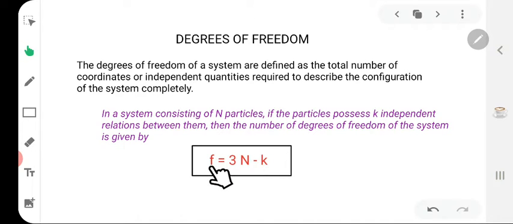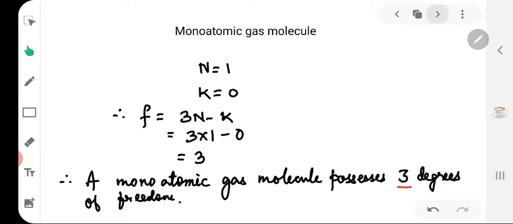F stands for degrees of freedom. So that is equal to 3n minus k, where n is the number of particles in the system and k is the number of independent relations between the particles. So this expression f equal to 3n minus k will give us the value for degrees of freedom for a system. Now this will become more clear when we discuss some examples.